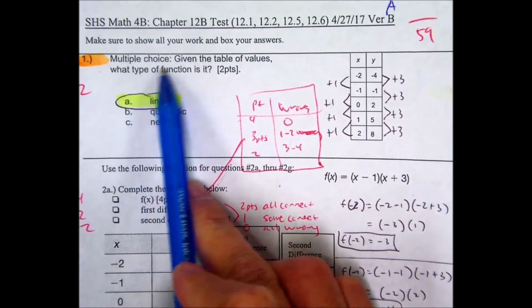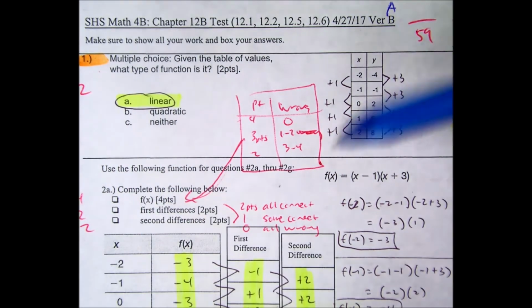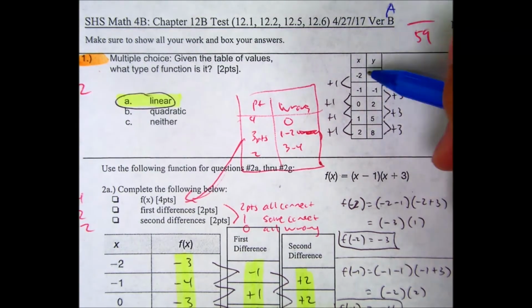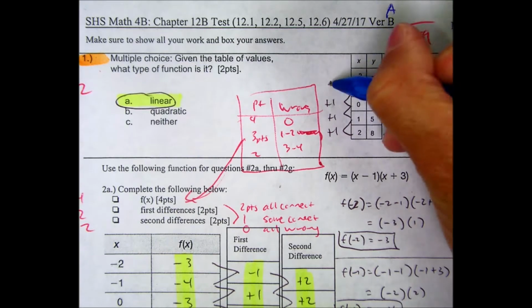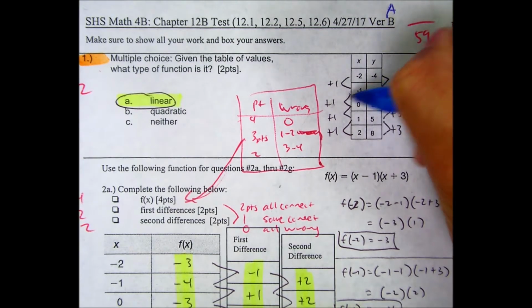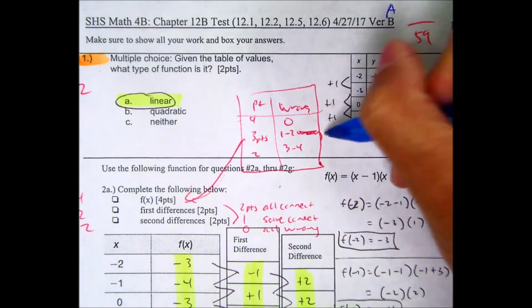Question number 1, multiple choice. Given the table of values, what type of function is it? The first thing you need to do is find their differences. Going down, from -2 plus 1 gives you -1, -1 plus 1 gives you 0, 0 plus 1 gives you 1, and 1 plus 1 gives you 2.